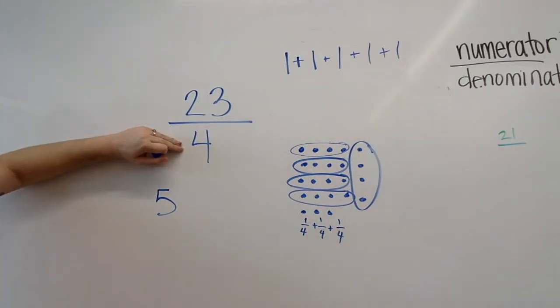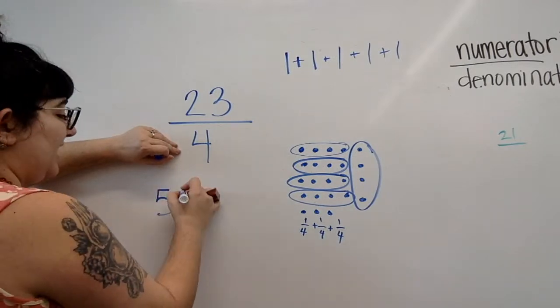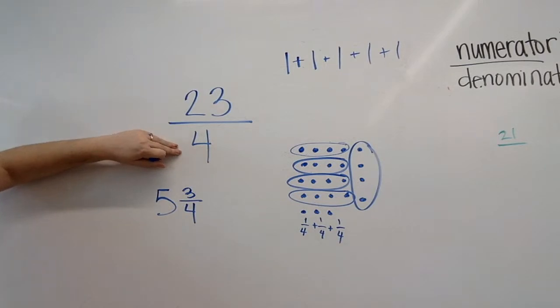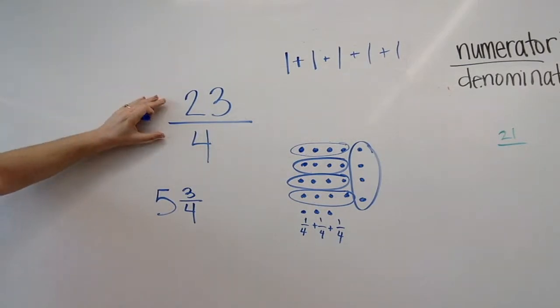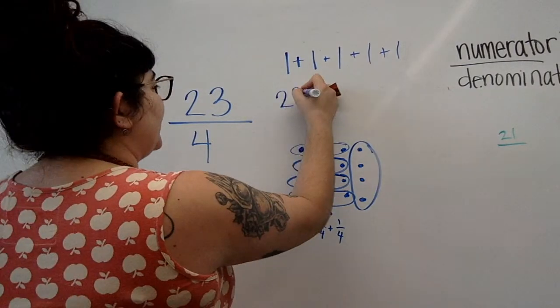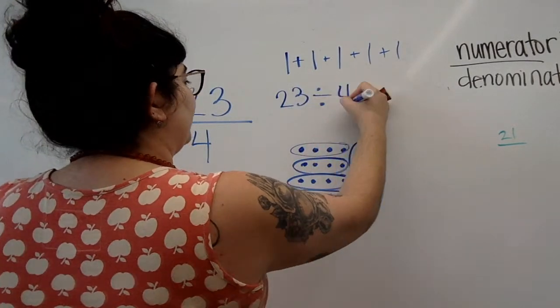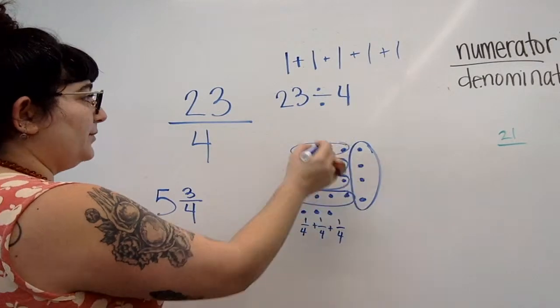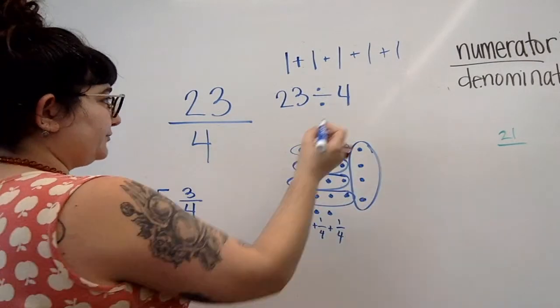So what is my remainder? It is 5 3/4. Another way I can look at this is, what is 23 divided into 4 parts? We're trying to see how many groups of 4 we're making.